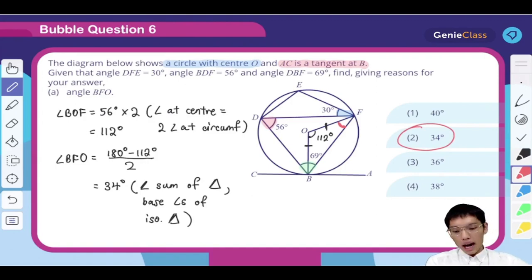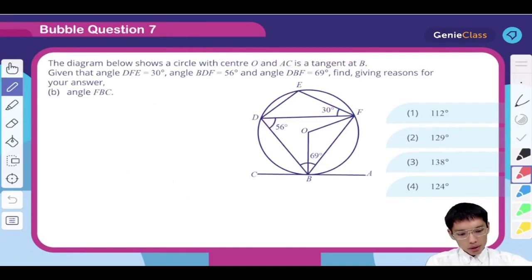Okay, now, what are the other type of questions that can come up? You guys will be surprised. From here, I know that BFO over here is 34 degrees. So, what is my next angle? I need to find FBC. So, what is FBC? Okay, FBC, I will stop there for a while and let you guys solve.